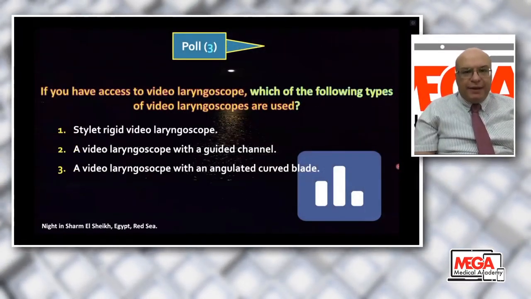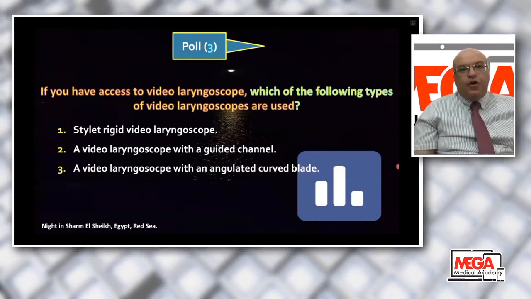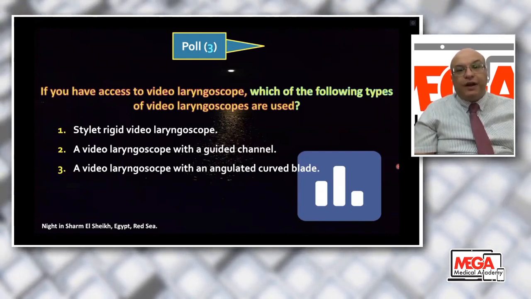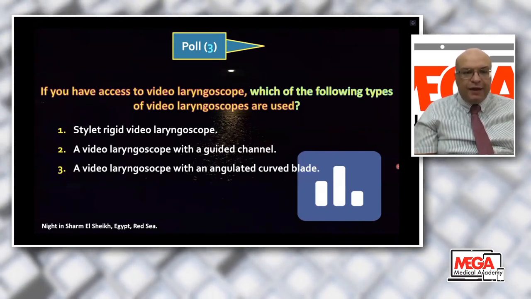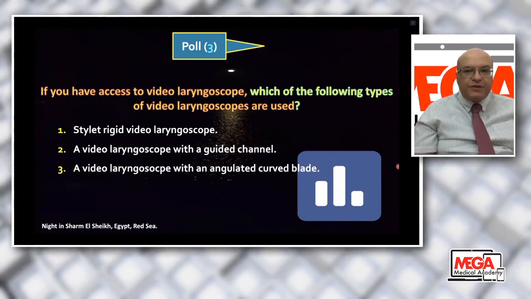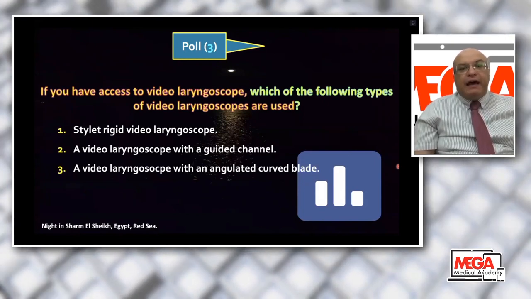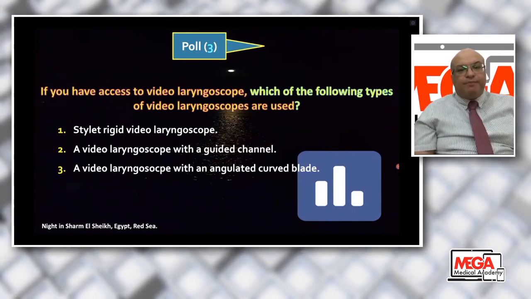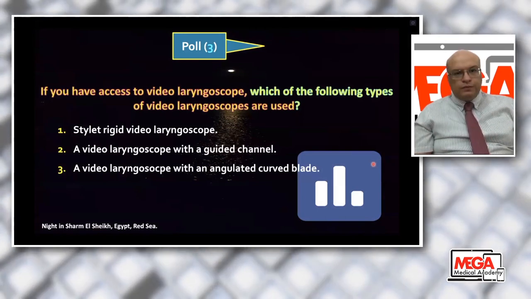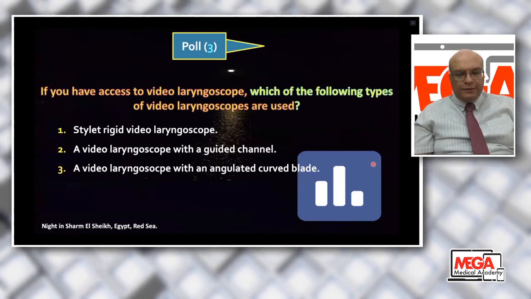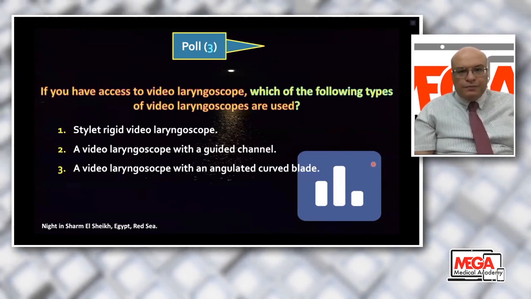The next poll, Dr. Saad, please. Okay, the question: if you have access to a video laryngoscope, which of the following types of video laryngoscopes are used in your practice, particularly in pediatrics? Stylet rigid video laryngoscope, a video laryngoscope with a guided channel, a video laryngoscope with an angulated curved blade. Please click on your answer. Okay, end now. Okay, it's here now. This is very interesting.